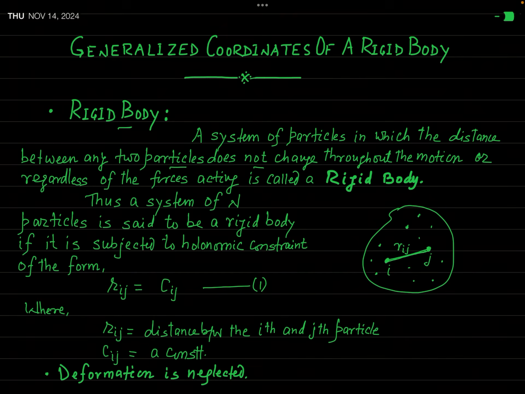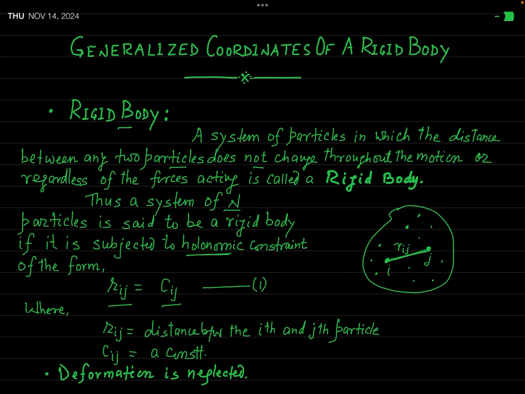So if you consider that there is a system of n particles, this system of n particles will be called a rigid body if it is subjected to a holonomic constraint of this form: Rij, which is actually the distance between the ith and jth particle, is equal to Cij, where Cij is a constant. I hope you can remember the concept of holonomic constraint. I have actually discussed this holonomic constraint in my previous video in Lagrangian formulation in very detail.